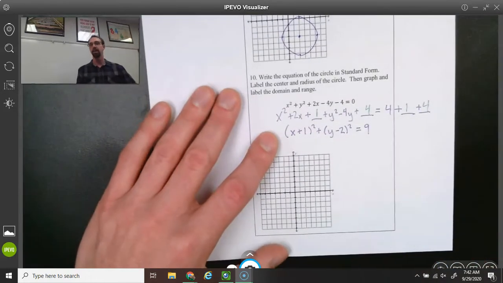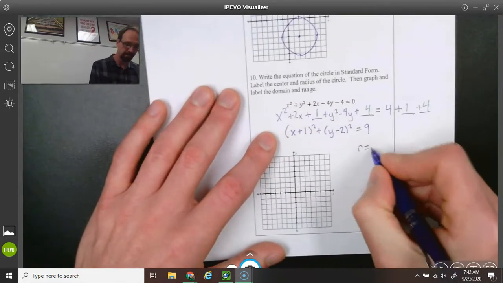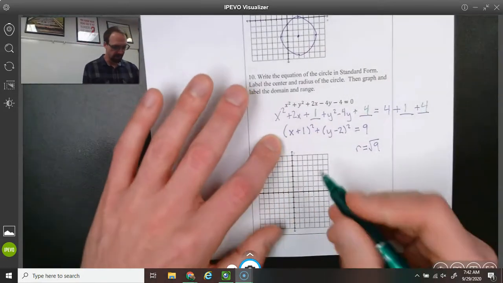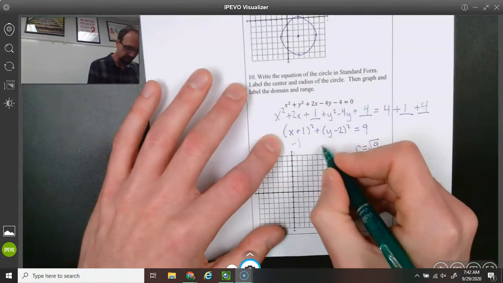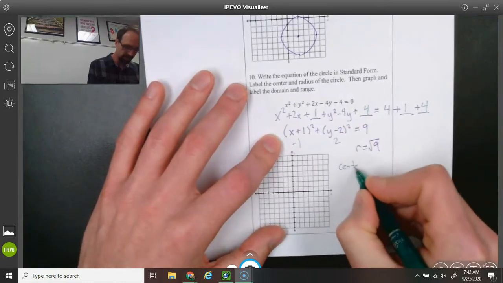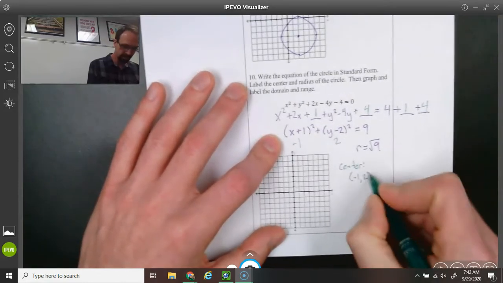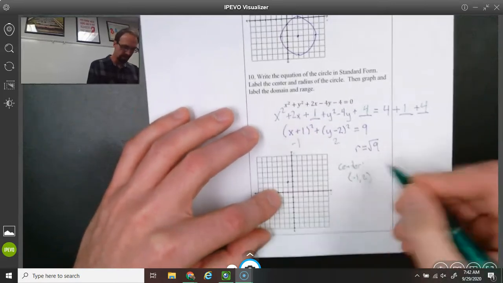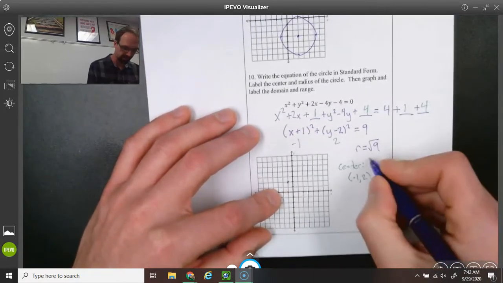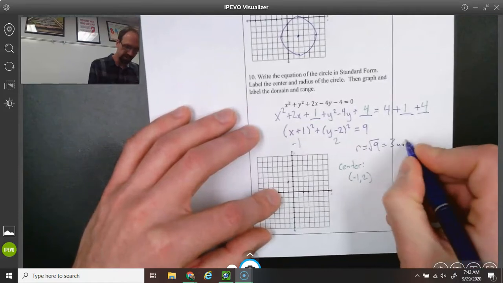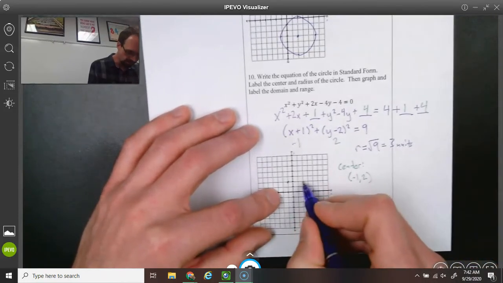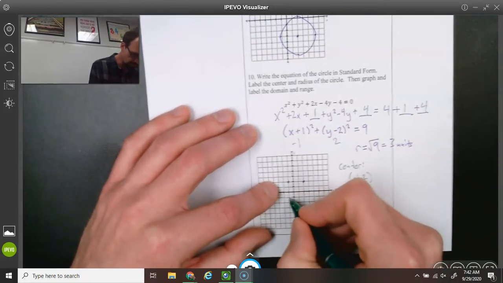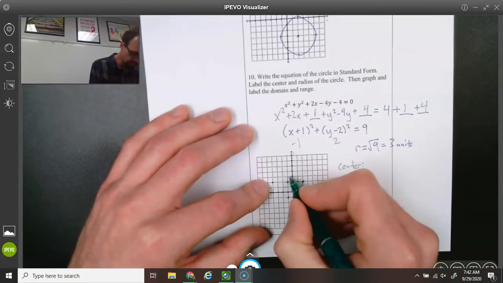With this now I can find the radius. The radius is going to be the square root of 9. Then I can go ahead and graph this on my grid. So center is at negative 1, comma 2. And then square root of 9, we can actually simplify that to be 3. So 1, 2, 3, I'll do this in green. 1, 2, 3, and so on around each direction from the center.